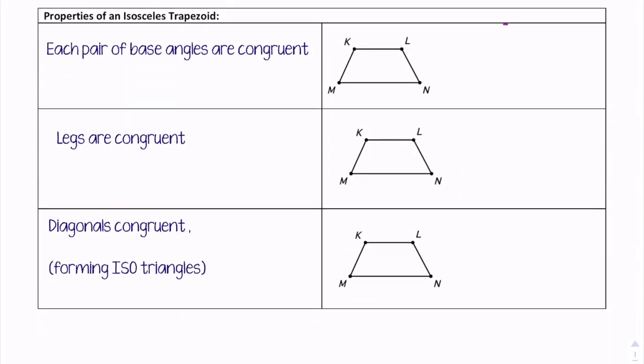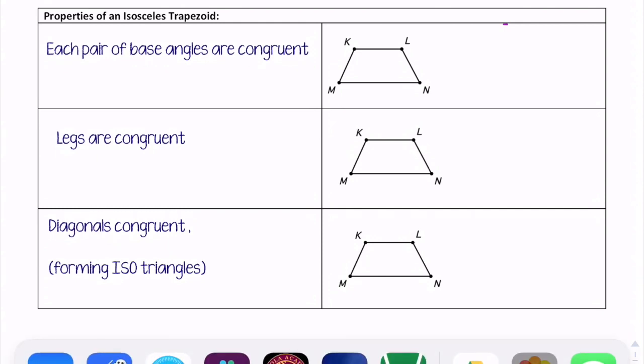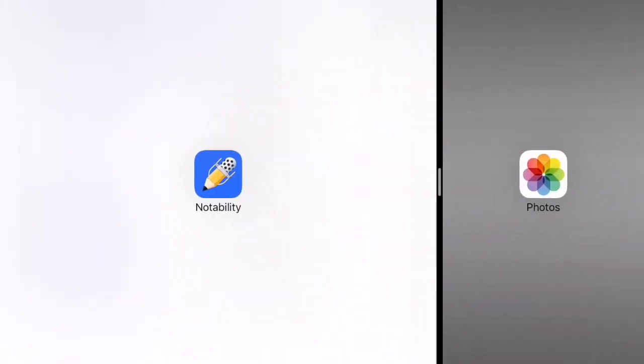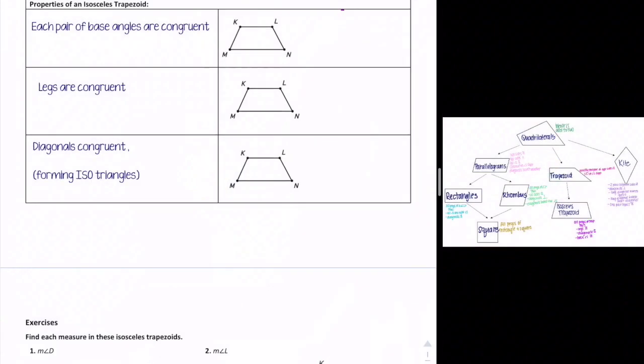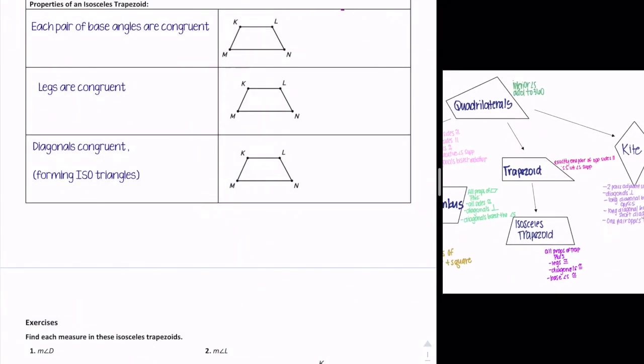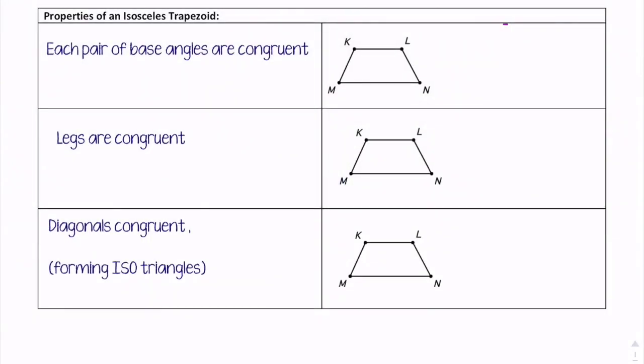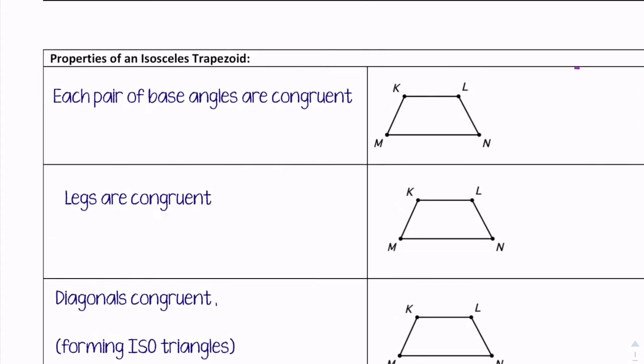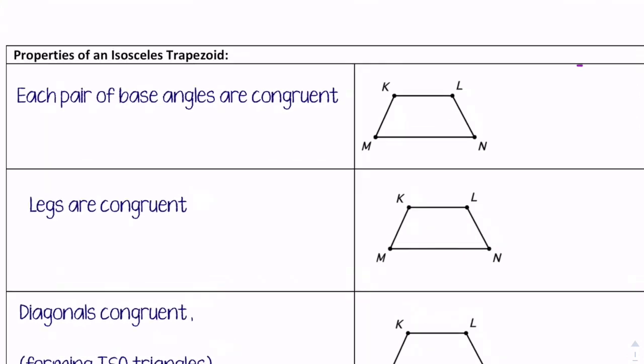Okay. Isosceles trapezoids are a special type of trapezoid, and if you have not filled in your quadrilateral family tree yet, I think that would be helpful, so you can take a look. Some quadrilaterals are trapezoids, and some trapezoids are isosceles trapezoids. What makes an isosceles trapezoid? Well, each pair of base angles are congruent.